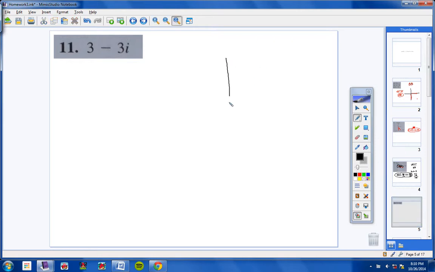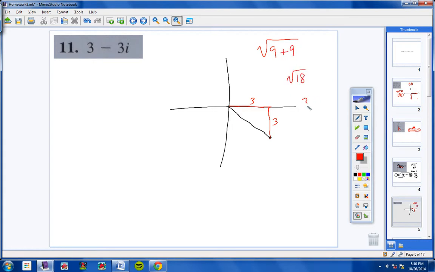It's very repetitive. We know we're going to go positive 3, negative 3, so over 3, down 3. So we'll put this here, and we'll draw our line. And we realize that we're going over 3 and down 3. So we'll call this 3 and 3. To find the hypotenuse, we will square the 3, that's 9. Square this 3, that's 9. Add them together, square root of 18, which breaks down to 3 square root of 2. So there's your hypotenuse, or the absolute value of this complex number, however you want to look at it.